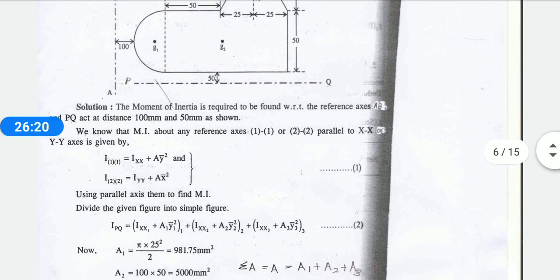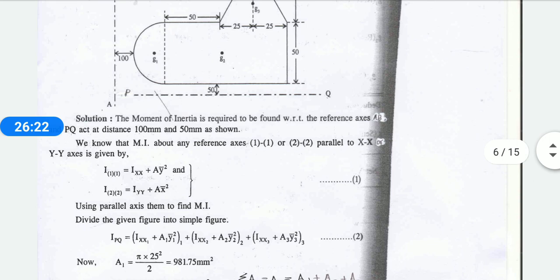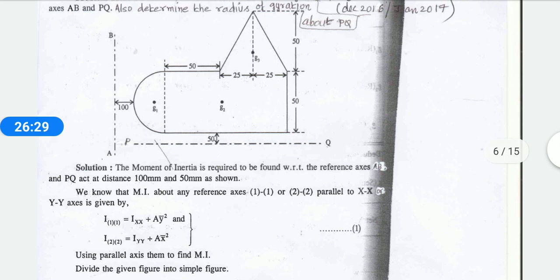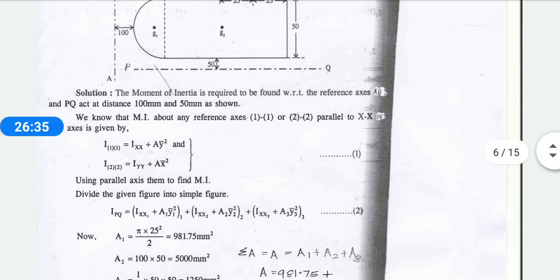So what is the formula here? I of XX plus A of Y bar square. How many components do we have here? 3 components. See, one is our triangle, other one is our semicircle, and the other one is our rectangle. So 3 components. So this formula has to be written 3 times.